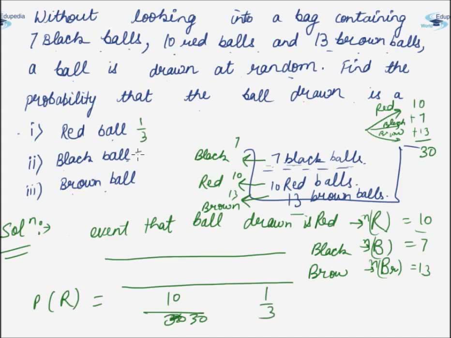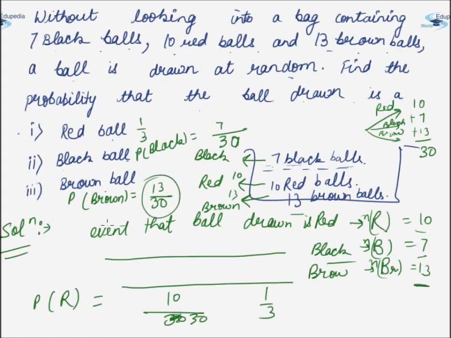Similarly for black, P of black is the events favorable to black, that is 7, over total number of outcomes, that is 30. Similarly for brown ball, P of brown is equal to outcomes favorable to brown ball, that is 13, over total number of outcomes, that is 30.